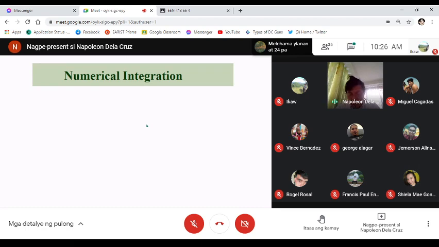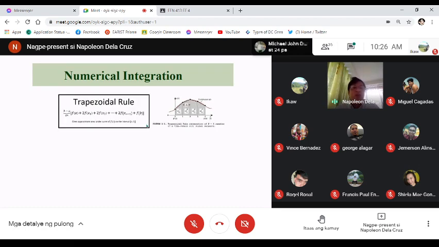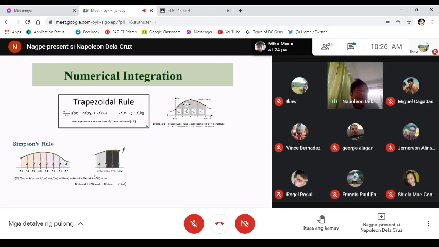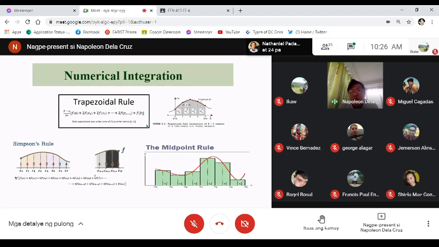Okay, numerical integration. Let me just refresh what we have discussed earlier. It's the trapezoidal rule last week, I mean. So this time we will discuss Simpson's rule. Then next meeting will be the midpoint rule. Okay? So in numerical integration, we have 3 solutions. Ano, marami pa actually. Wala na lang tayong time.